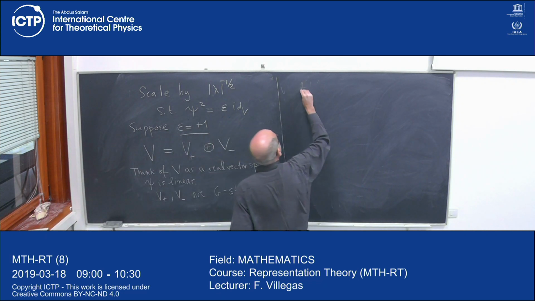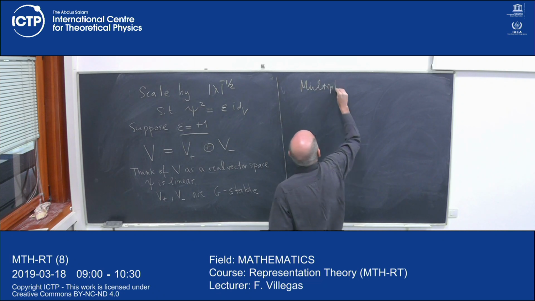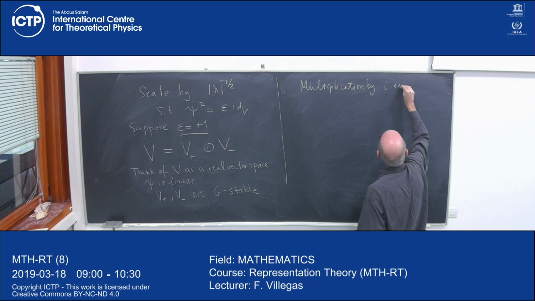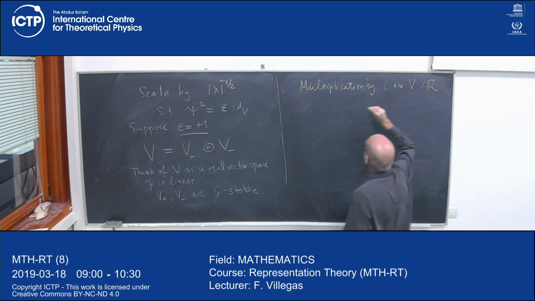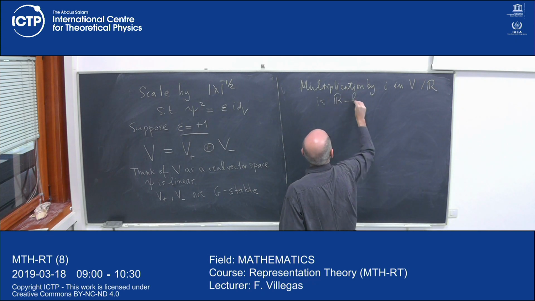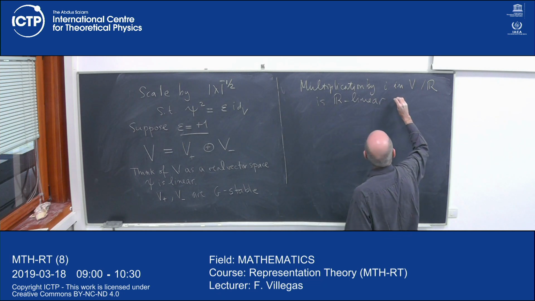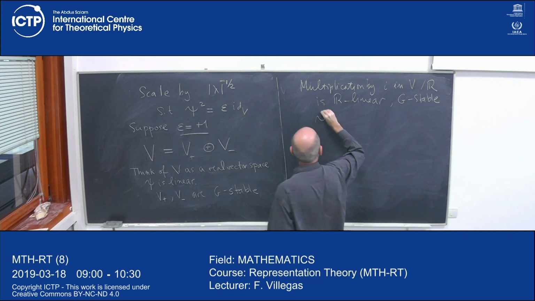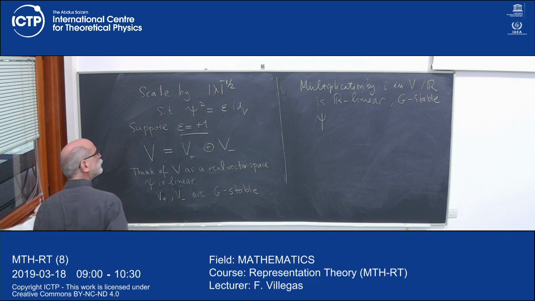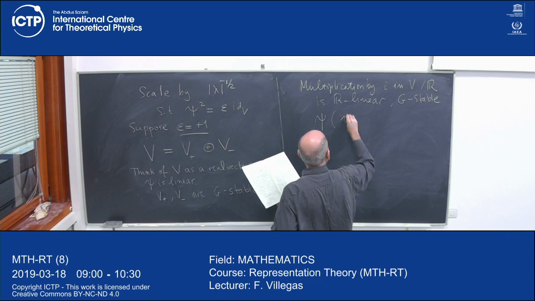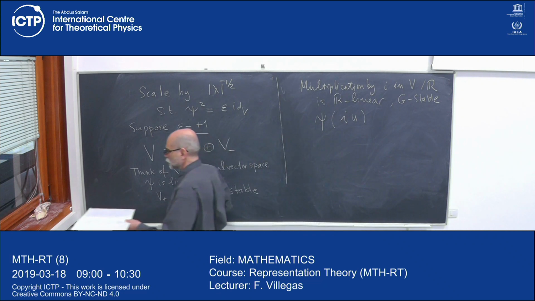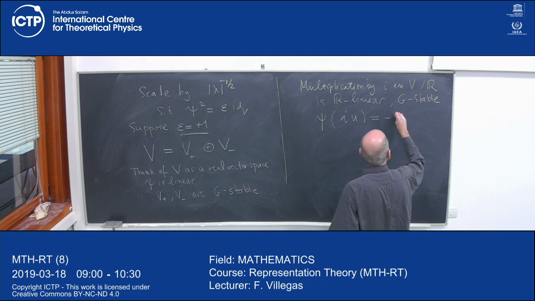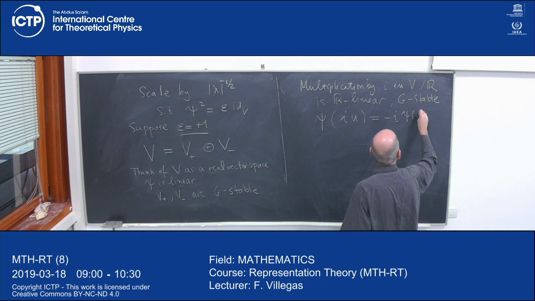So multiplication by I in V, viewed as a vector space over R, is R linear, and because we have a representation, it is also G stable. And if we look at what happens when we compare it with psi, if I take psi of a vector u and I multiply by I, then we know that this is antilinear, so this is minus I times psi of u.